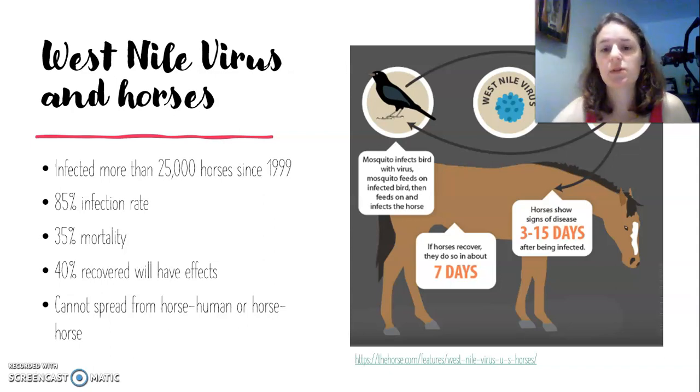And similar to humans, horses can be asymptomatic, but it can take them a while to show symptoms. Their mortality rate is 35%, so that means that 2/3 of horses can recover. However, 40% who recover will have neurological effects. So similar to humans, horses are affected in the central nervous system as well. However, again, this is kind of a weird virus. It doesn't spread from human to human, and doesn't spread from horse to human. It doesn't spread from horse to horse. So it is purely mosquito, bird driven, though, again, you can't get it from a bird. You have to get it from a mosquito.